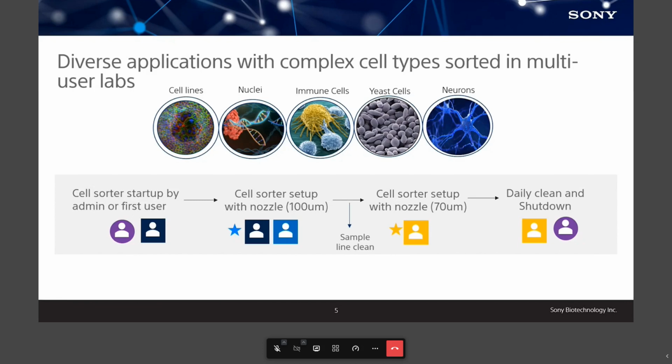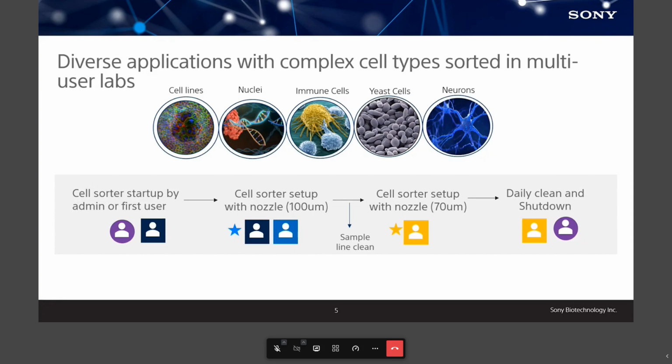Then they do some kind of clean. Another user comes in, wants to run a different application or a different cell type. And then at the end of the day, the last person who used the instrument is responsible for cleaning and shutting down the instrument and any other type of maintenance that might be required to keep that instrument going.